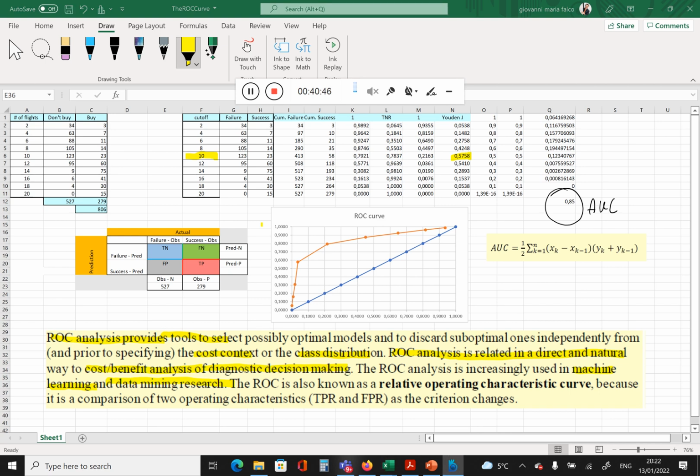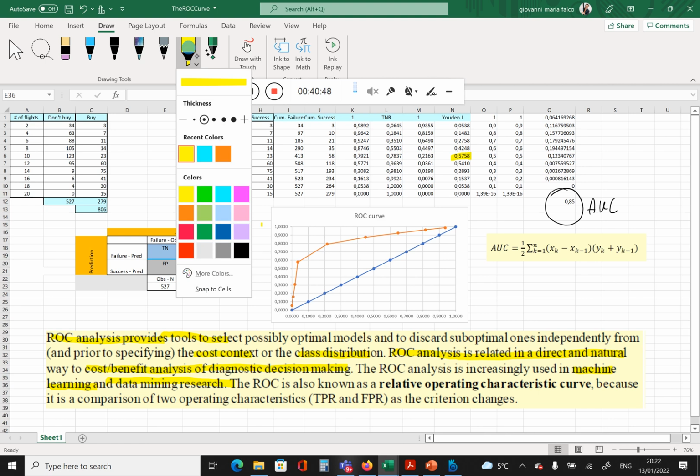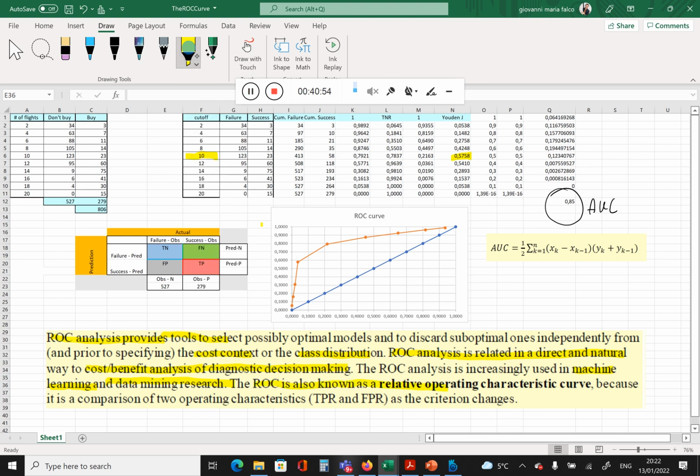Final remark about the name. The ROC curve is called in this way because it's called the relative operating characteristic curve, because it gives a comparison of two operating characteristics, namely the true positive rate and the false positive rate. If you read in the theory about the historical origin of this method during the Second World War, then you will understand this definition better.